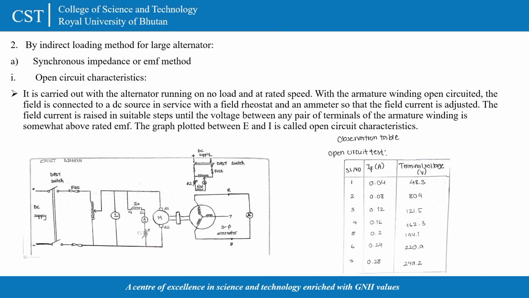For the open circuit characteristics, we run the alternator without load, and the field current is raised in suitable steps until the voltage between any pair of terminals of the armature winding is above the rated EMF. This is the data we got after doing our practical, following the connection as given for the open circuit. Here we find the terminal voltage with respect to the field current.